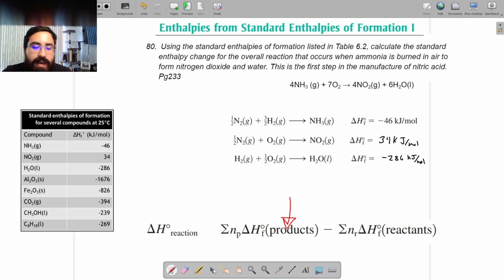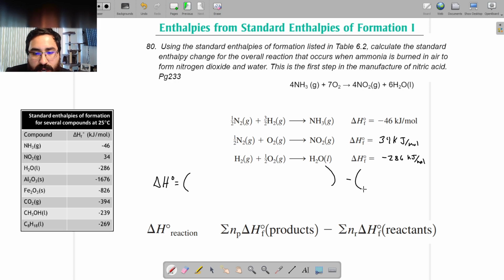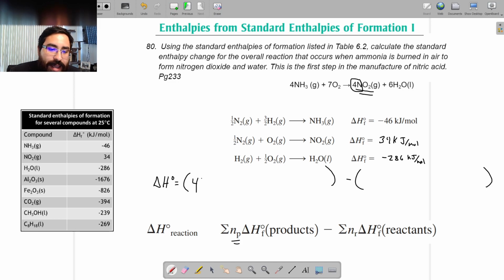So we basically have everything ready to put into our formula, but the way I would write it out would be our delta H is equal to, and I will make two giant brackets, one for your products, one for your reactants. And I'll start off with the products. I know the products are NO2, right? But I have 4 of them. So I'm going to put a little 4 because that's the number of moles I have. And then that delta H for NO2 was 34 kilojoules per mole.